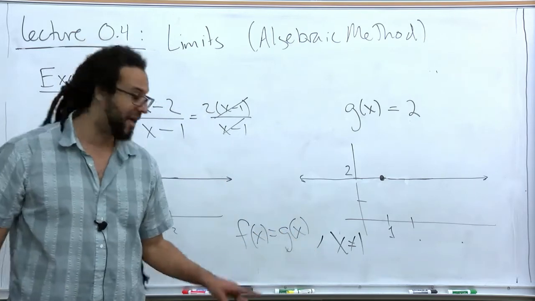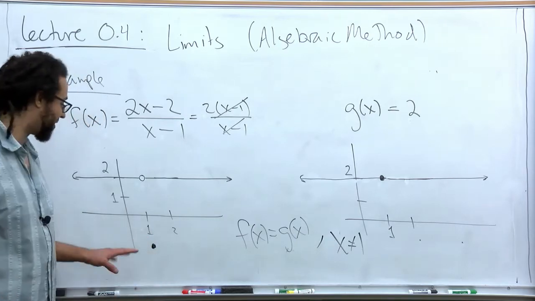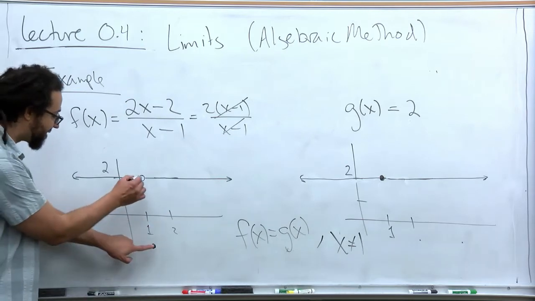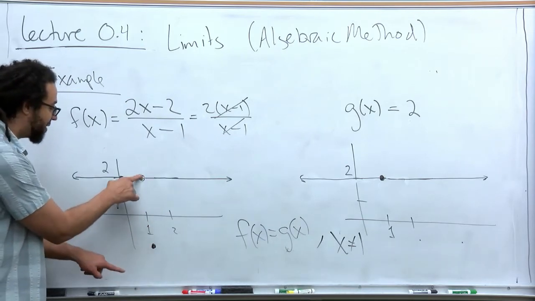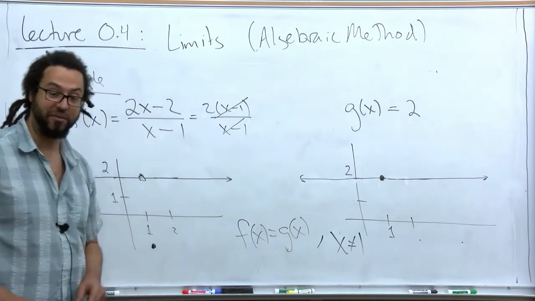Here's what that looks like. Maybe a deleted point. Maybe we define the point down here somewhere. Either way, these two functions are not equal unless I fill in the deleted point, which I'm not allowed to do, because 1 is not in the domain of f.